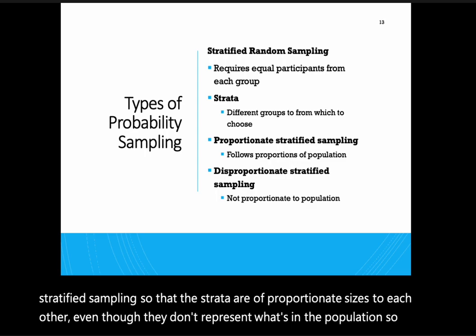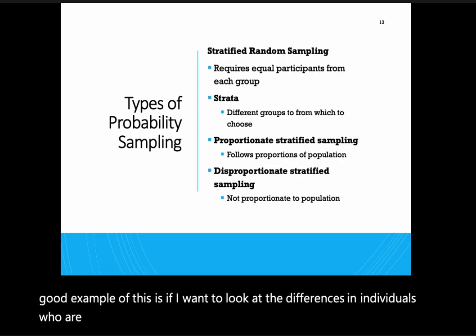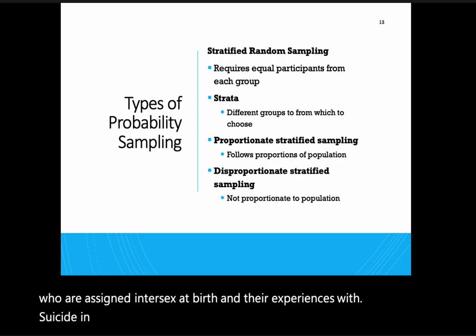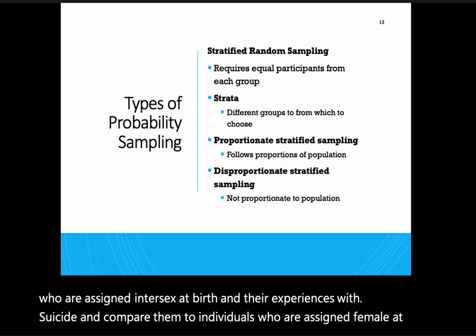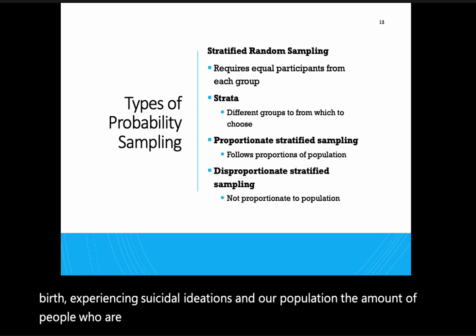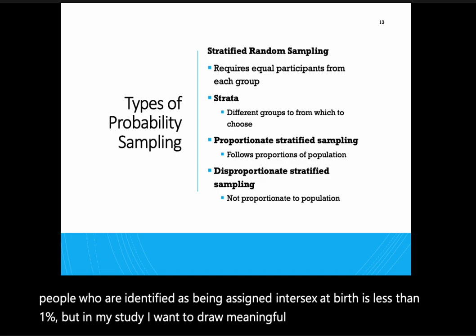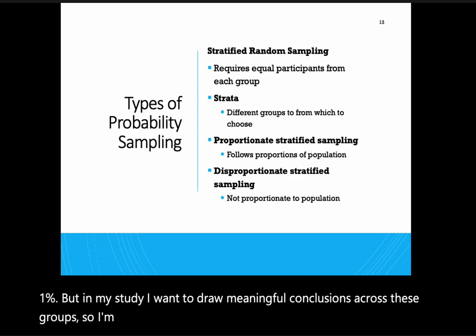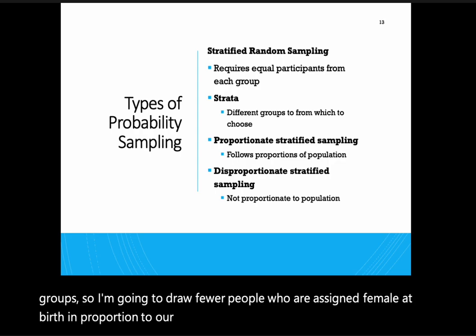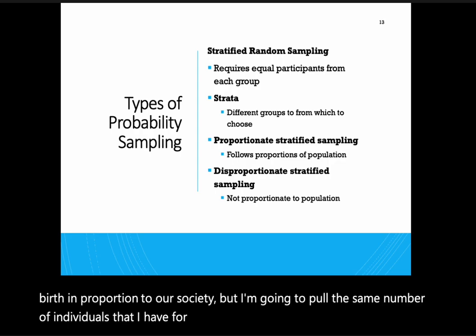So a good example of this is if I want to look at the differences in individuals who are assigned intersex at birth and their experiences with suicide and compare them to individuals who are assigned female at birth experiencing suicidal ideations. In our population, the amount of people who are identified as being assigned intersex at birth is less than 1%. But in my study, I want to draw meaningful conclusions across these groups. So I'm going to draw fewer people who are assigned female at birth in proportion to our society, but I'm going to pull the same number of individuals that I have for intersex so that I can draw meaningful conclusions.